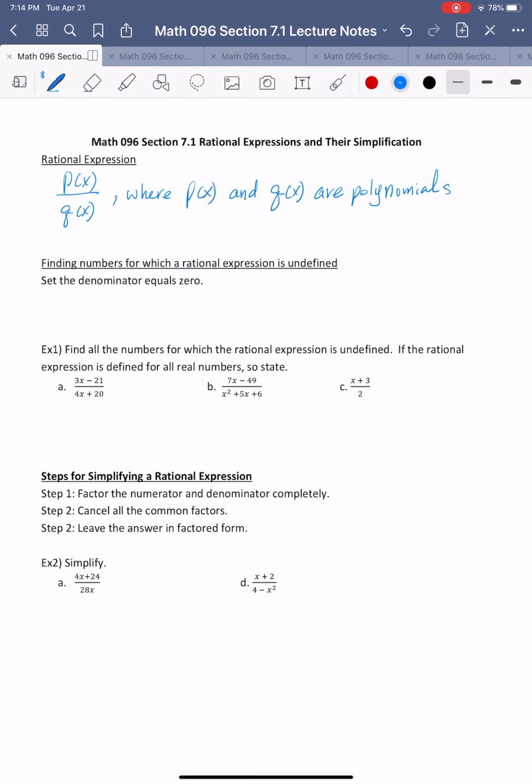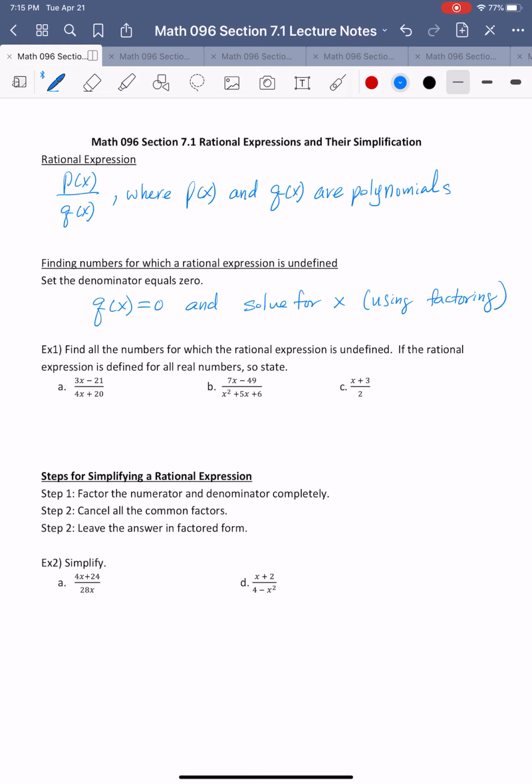And then in here, we're going to factor the polynomials, and then we're going to simplify by cancellation of the factors. So to find the numbers for which a rational expression is undefined, we set the denominator equal to 0. So in here, we're going to put q of x equal to 0 and solve for x. How? We are using factoring.